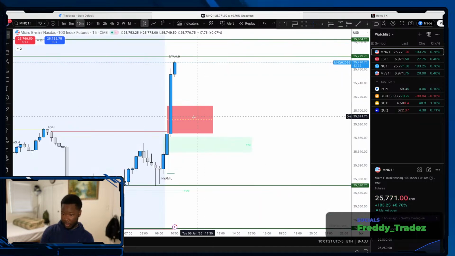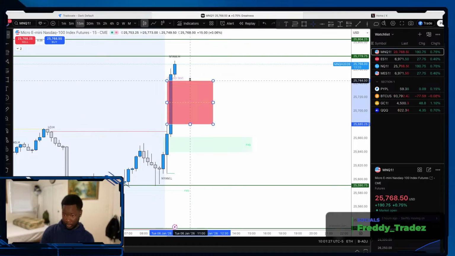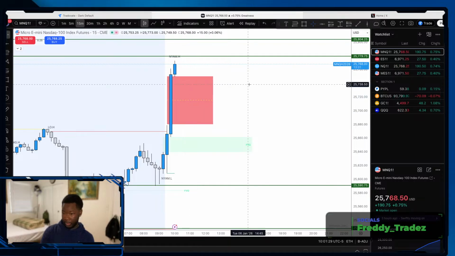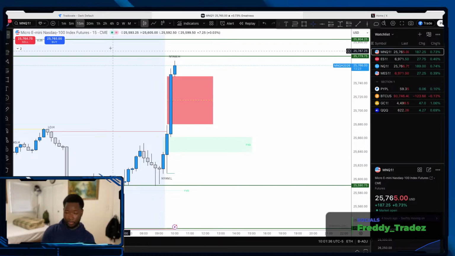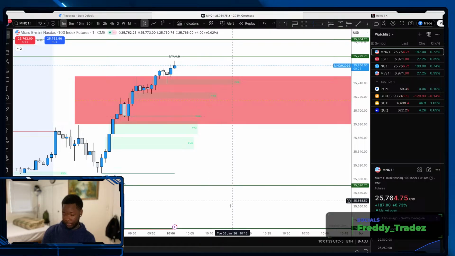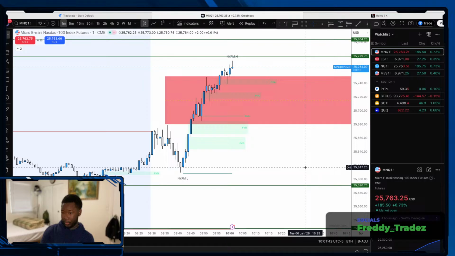If this 15-minute close creates a new gap, I'll extend this, something like this, and then I'll look to take the same concept, right? 15-minute comes down into this gap. I don't want to see it come close to the center of this gap or the lower half, and then I'll look for a 1 minute change of state of delivery to take this higher.